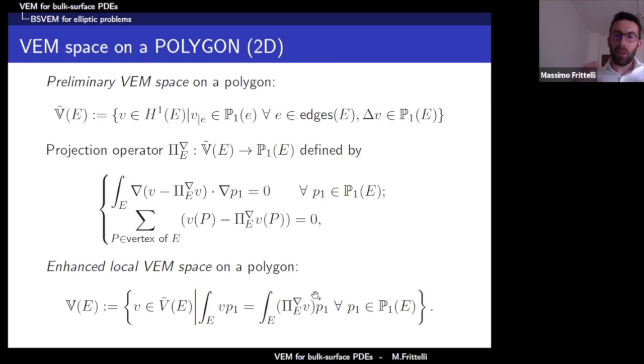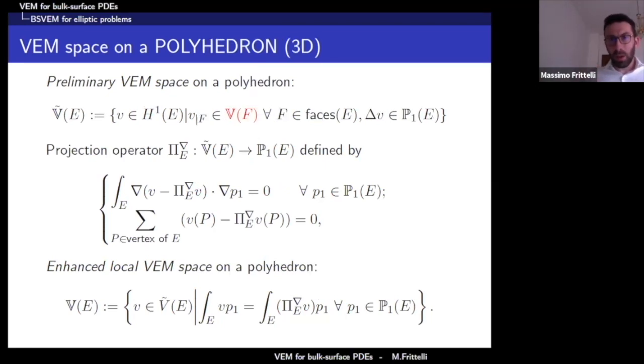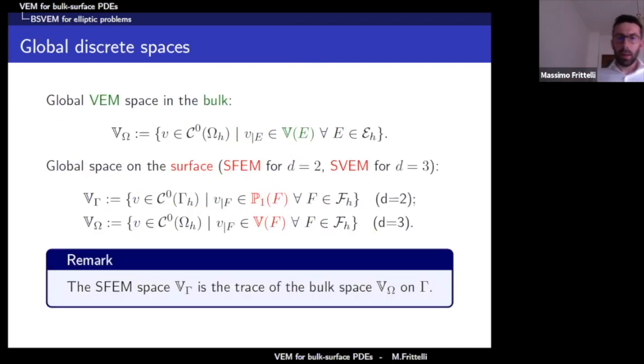Now that we have defined the 2D space, we can use that to recursively define the space in 3D. So we take each face of the polyhedron, we take the virtual element space on each face, and we use that to construct the space inside with basically the same procedure. So this is how the enhanced virtual element space in 2D and 3D is defined.